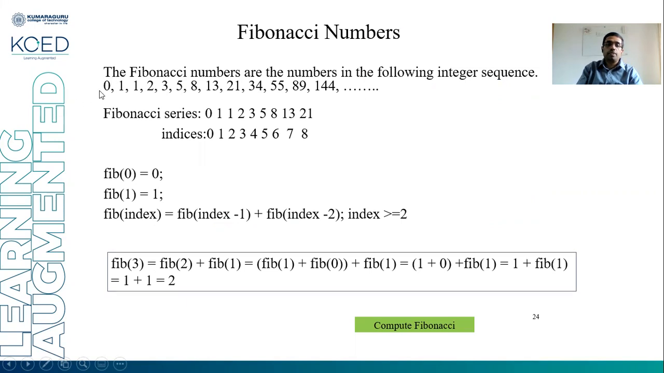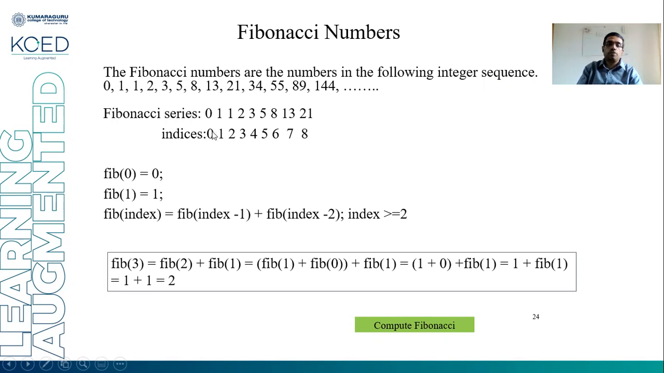How do we generate it? The first number is 0, the second number is 1, the third number is 0 plus 1, which is 1, and the fourth is 1 plus 1, which is 2, then 2 plus 1 is 3, 3 plus 2 is 5, 5 plus 3 is 8, 8 plus 5 is 13, and so on. So the last two terms are added to generate the next term. This is a Fibonacci series.